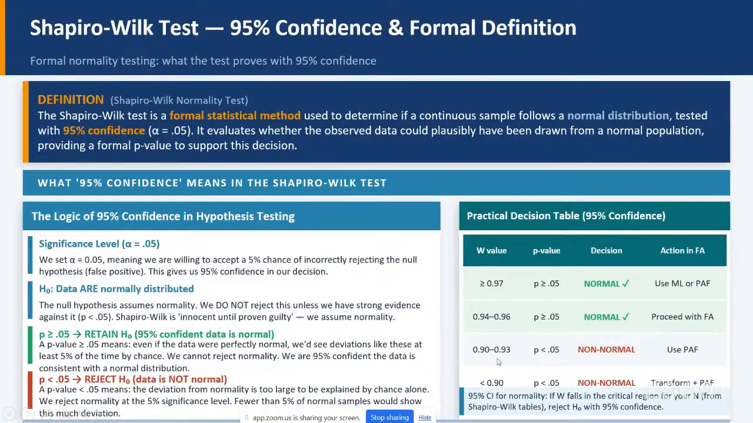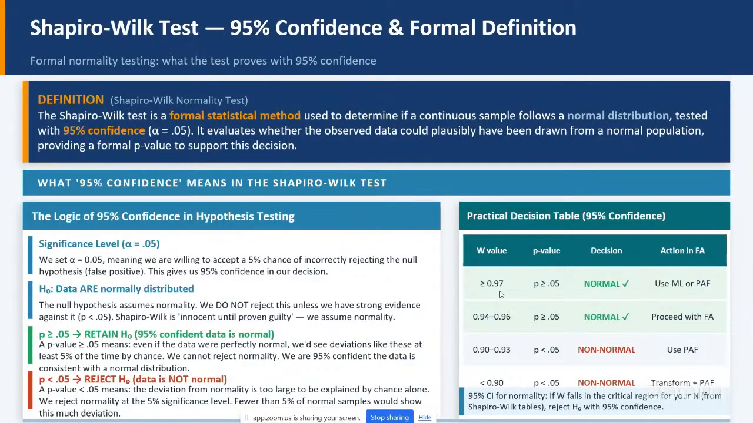This is the table of when to use which type of factor analysis. Like if the value of W is greater than 0.97 and the p value is greater than 0.05, then it is normal. We can use maximum likelihood and PAF also. Like both of these are usable for us.